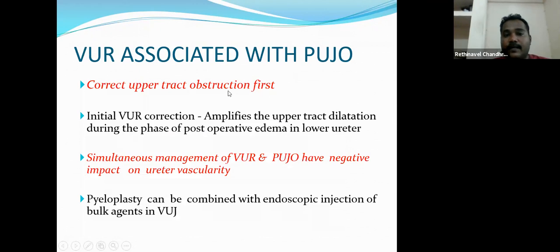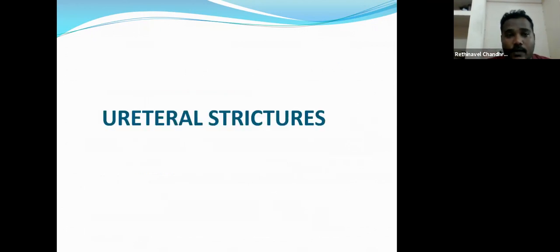So correction of the upper tract obstruction is more important when there is both VUR and PUJO, because if you correct the VUR first, what will happen is that post-operative edema will again worsen the upper tract dilatation. So only initial VUR correction should not be done. Whether we can do simultaneous correction, no, simultaneous correction also should not be done, because it will compromise the vascularity of the ureter. So whenever the VUR is associated with PUJO, always treat PUJO first, followed by VUR.